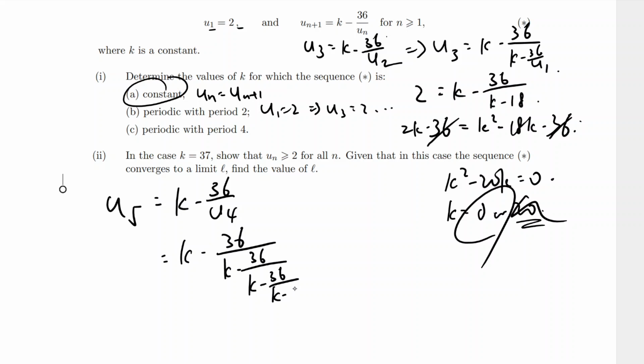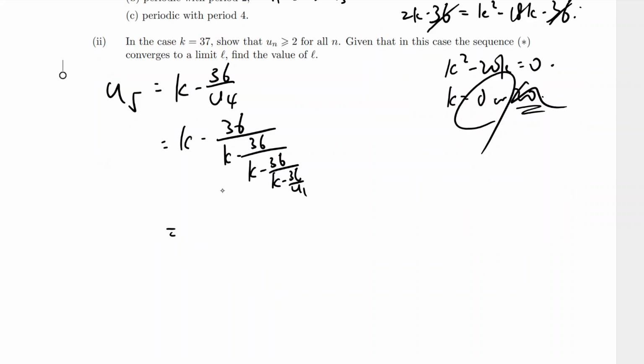Okay, hopefully that's okay. Alright, so what have we got? I want u5 to be 2 as well, and I know u1 has to be 2, that's by definition. So, how do I do this properly? Well, I actually don't know how to do this in an effective manner. Okay, let's sub in the numbers before we do anything. So k minus 36 over k minus 36 over k minus 18. Okay, what would be a sensible thing to do?